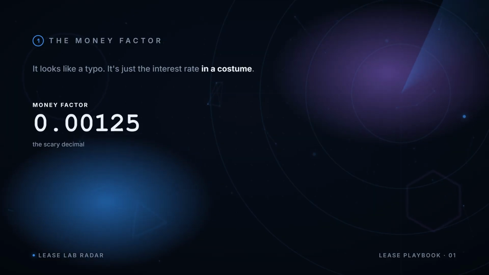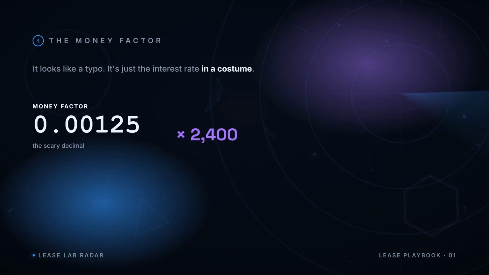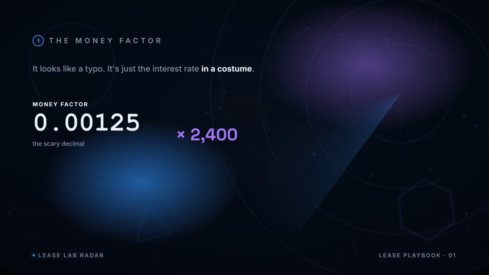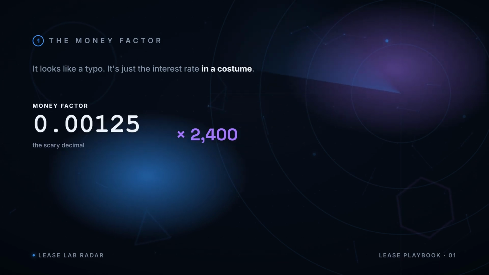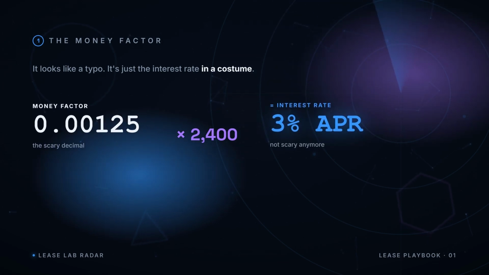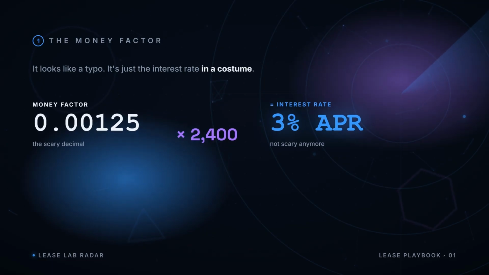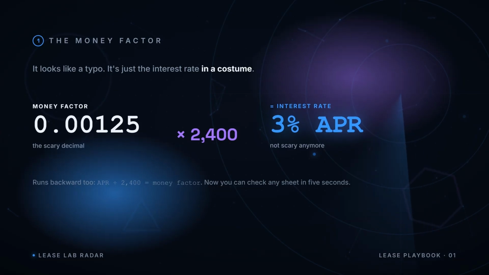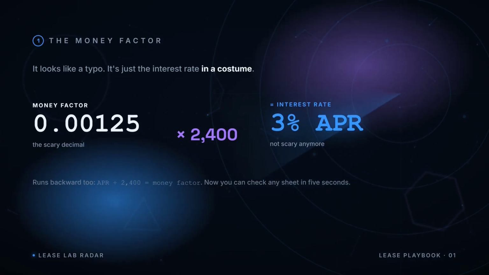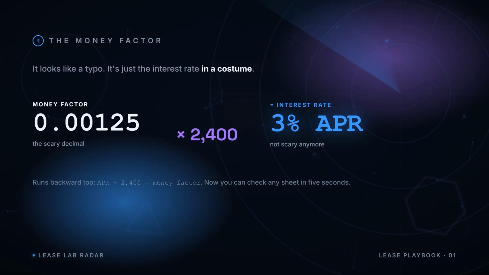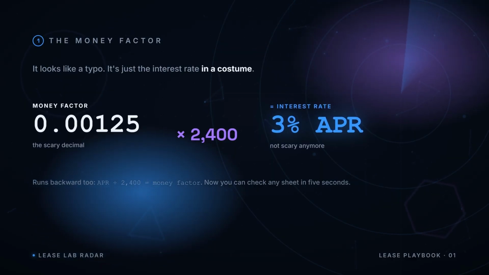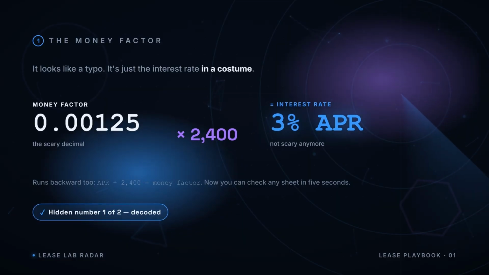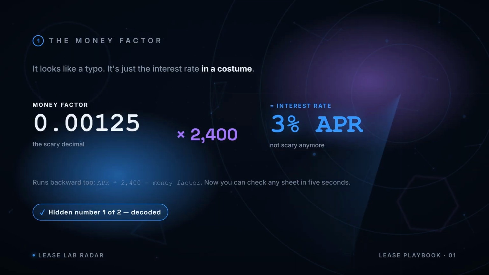Here's the only trick you need. Multiply it by 2400 and you get the APR. 0.00125 times 2400 is 3%. That's it. It was never scary. It was disguised. And it runs backward. Got an APR? Divide by 2400 to get the money factor. Now you can check the rate on any sheet in 5 seconds, which is exactly why they would rather you couldn't. 1 number down. Let's put real numbers on a real car.